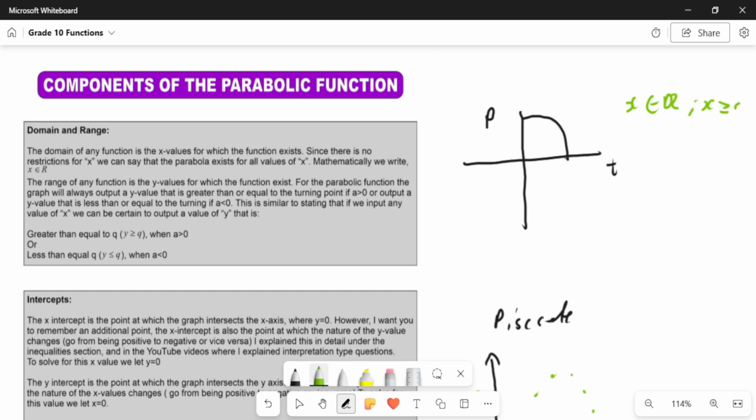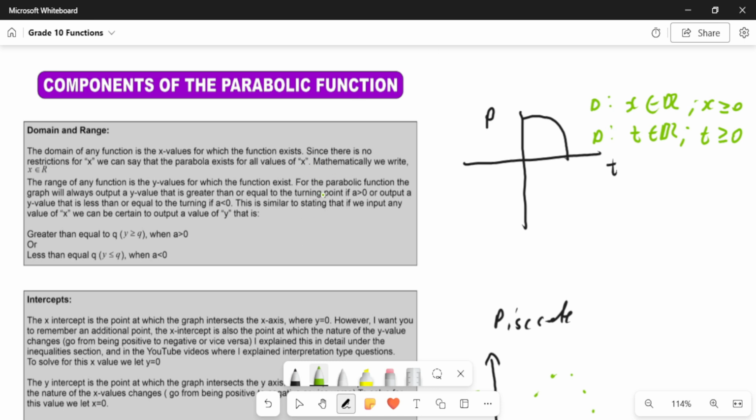But x has to be greater than or equal to 0. And then we can go a step further and say that we can't call it x, we can call it time, because now we're talking about time and not x, right? So yeah, we've talked about all of that, and that makes sense. When we talk about the range of the parabolic function, it gets a bit more complicated, but it's not very hard when you understand it.